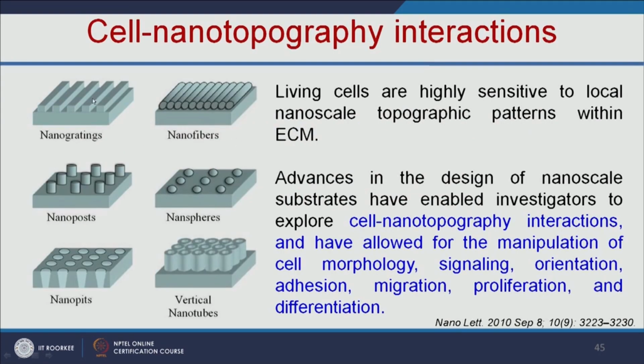So using nanotechnology, we can make several nanostructures: nano gratings, nanofibers, nanopits. The living cells are highly sensitive to local nanoscale topographic patterns within the extracellular matrix, and these cell nanotopography interactions will decide the cell morphology, and also can induce the differentiation of your cells. If you add the same cells on nano gratings, it allows the cells to differentiate. These nano gratings or nanofibers can also induce cellular differentiation and cellular signaling.